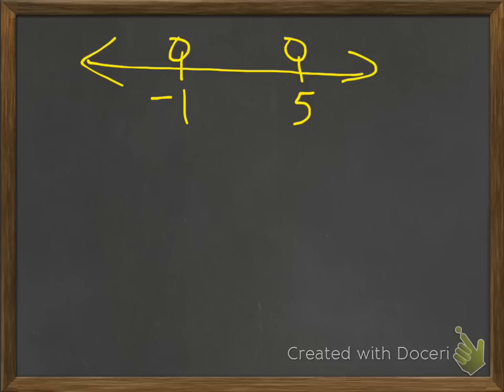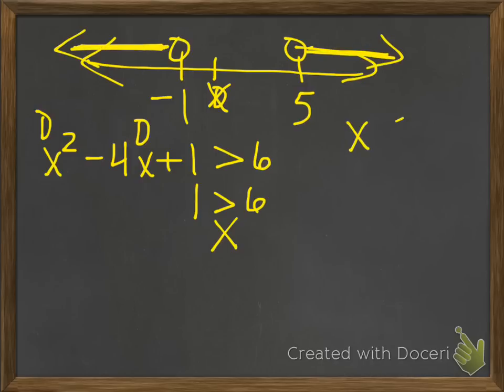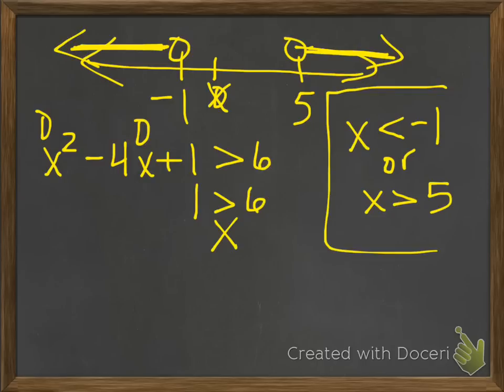So I'll test 0 in the middle, put it back into the original equation, the x squared minus 4x plus 1 greater than 6. When I put 0 in there, I get 1 greater than 6, which is not true. So in the middle doesn't work, which means I need to shade outside. Thus, x is less than negative 1 or greater than 5. And you're done.